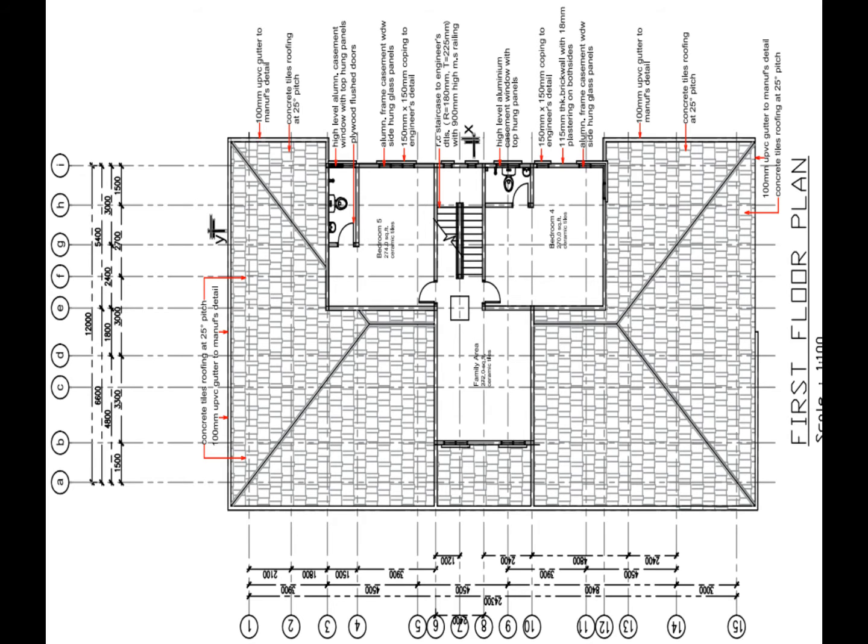Okay, the window at bedroom 5 is an aluminium frame casement window with side hung glass panels, and the size of the window is 150mm times 150mm, referring to the engineer's details in the engineer's drawing. Bedroom 5 is the same as bedroom 4, so the materials that we use are the same. For the roofing, we use concrete tiles at 25 degree pitch, with 100mm UPVC.